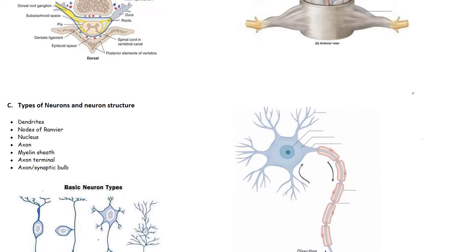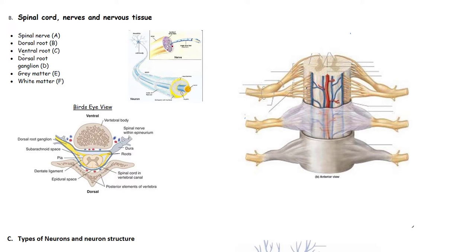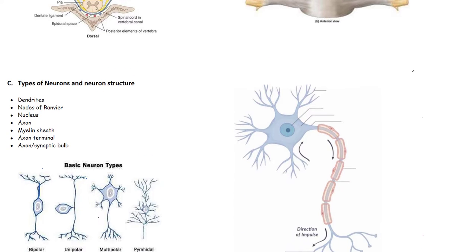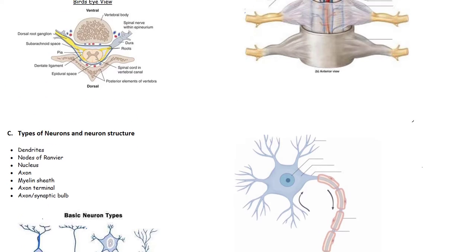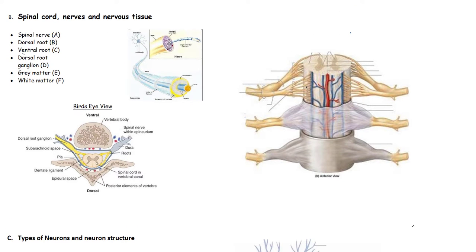Just looking at what we're going to do next, and that is the anatomy of the spinal cord, nerves, and nervous tissue, as well as the anatomy of individual neurons, which are the individual cells of the nervous system. So to start with, looking at a spinal cord and the nerves that extend from the spinal cord, we're just going to go through some of the anatomy.